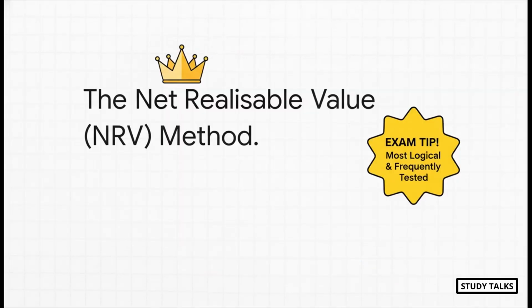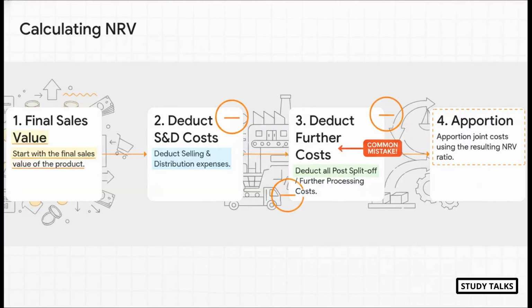And that brings us to the king of all methods, the one that's considered the most logical and is by far the most frequently tested. This is the net realizable value, or NRV method. Please star this, highlight this. This is very important. So how does NRV work?